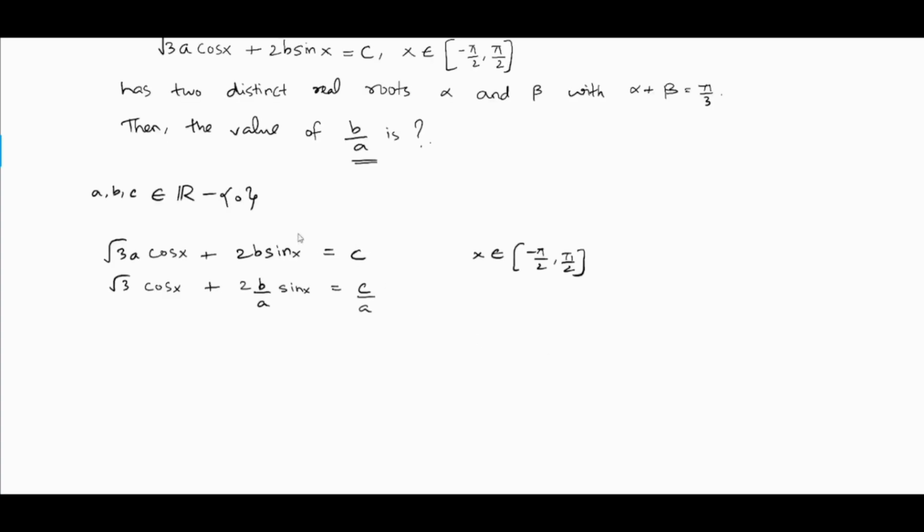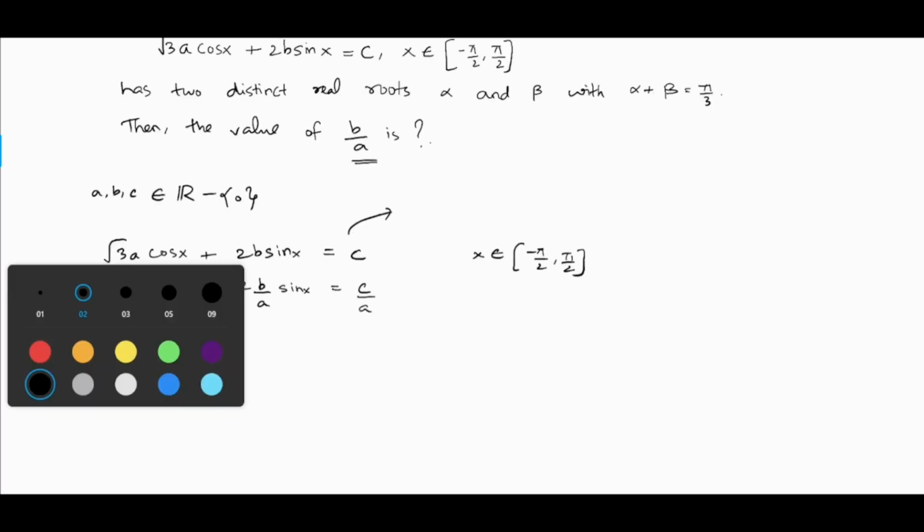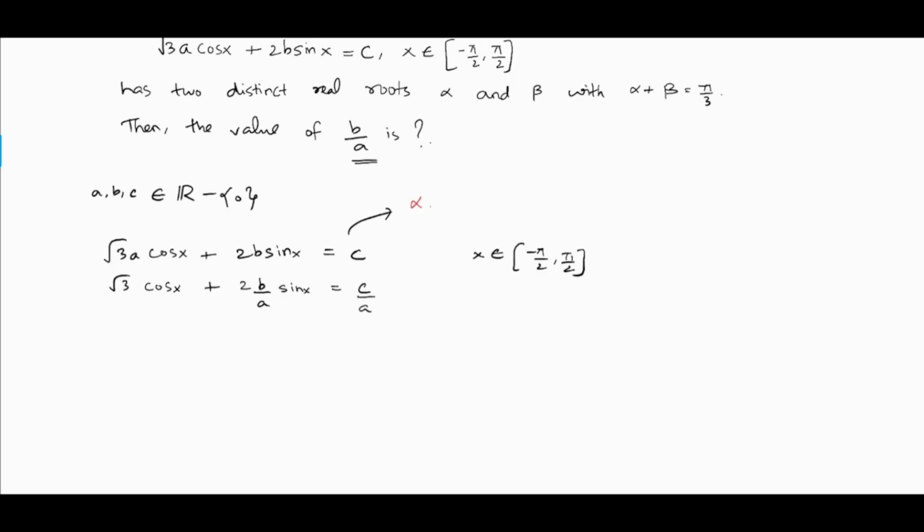Also, we are told that alpha and beta are roots of this equation. Alpha and beta satisfy this equation, which means I can substitute alpha or beta in place of x. So I would have two equations. From what I can see, I have this other condition right here: alpha plus beta is equal to pi by 3.